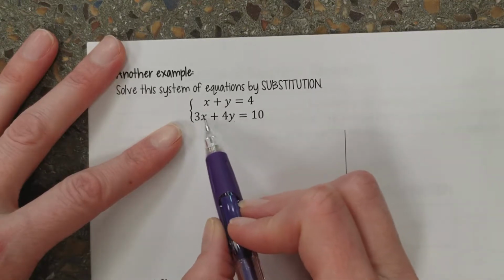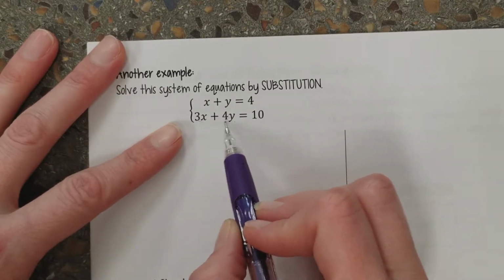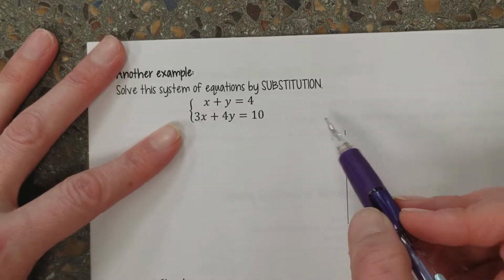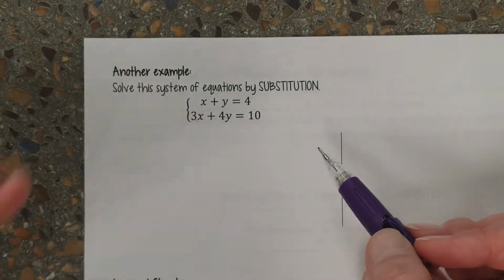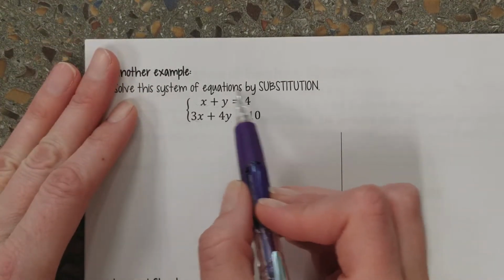And in order to get x or y by itself, I have to divide. I have to do the opposite. Okay, and then we're going to have fractions. So you always want to look and see which one's the easiest. This one by far is the easiest.